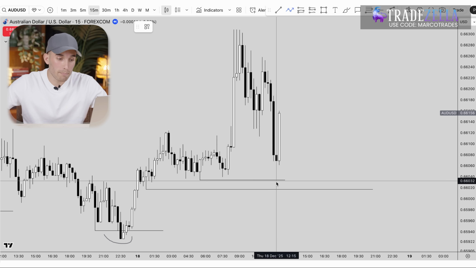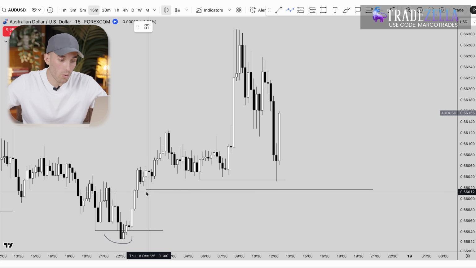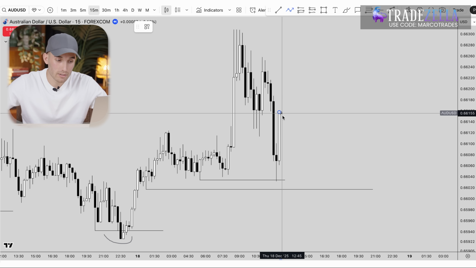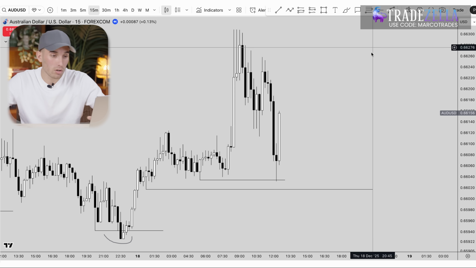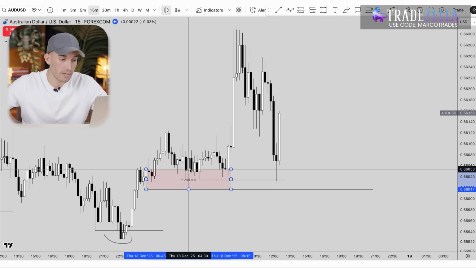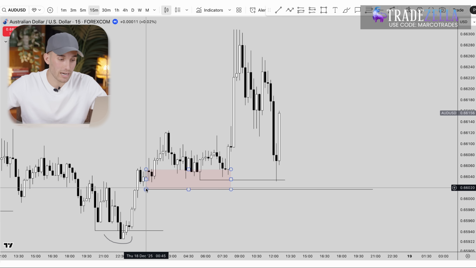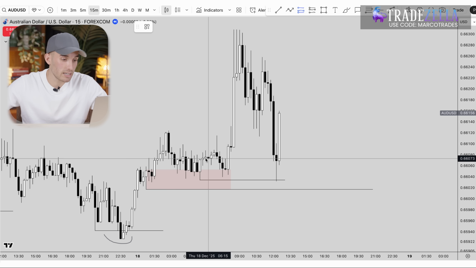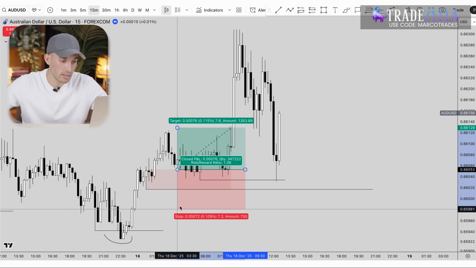Would you guys want to be a buyer below this one or this one? I hope everyone's answer is below this low, because you can all agree, if I even drag this red box on, it'll make even more sense for you guys. Look at that. You have buyers stepping in this area, and then you have this low down here where they are going to be placing their stop loss, just like this.